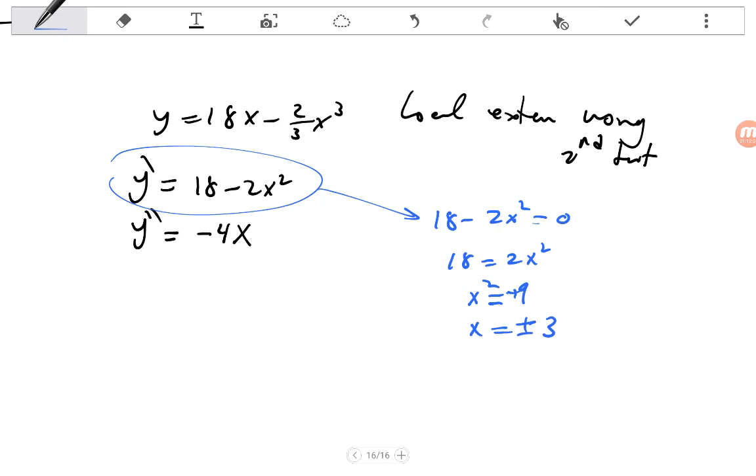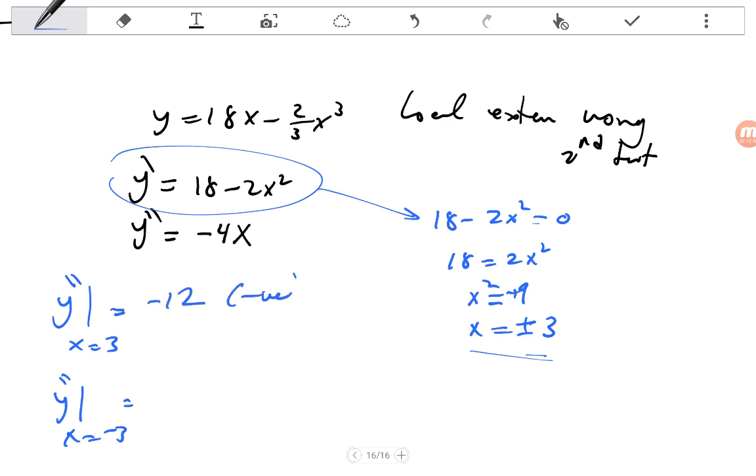So we have two critical points. What would I do? I would just take each one. I will check y double dash at x equal positive 3 and y double dash at x equal negative 3. Instead of checking the sign about plus or minus 3, I will just check the second derivative. That will be negative 12, which is a negative value, and that will be a positive value, which is positive 12.